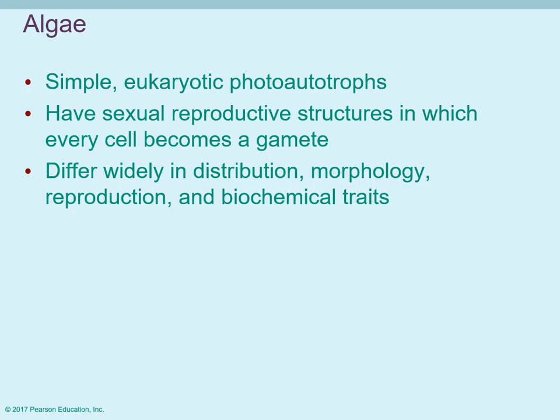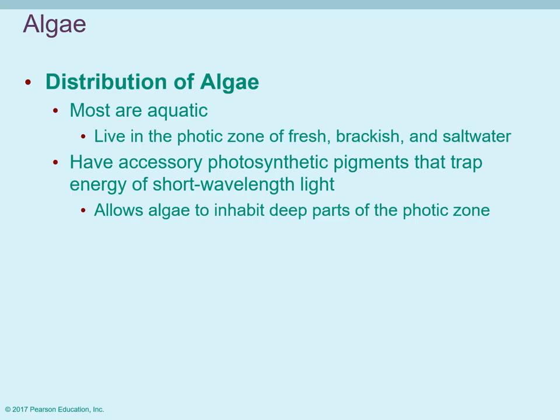Algae. Algae are very simple eukaryotic organisms. They are photoautotrophs. So that means they're getting their energy from the sunlight, and they are getting their carbon source from non-organic carbon sources, such as CO2. They do have sexual reproductive structures within each cell. They're widely distributed throughout the world. They have different morphologies, different biochemical traits to them. Most of them are going to be aquatic.